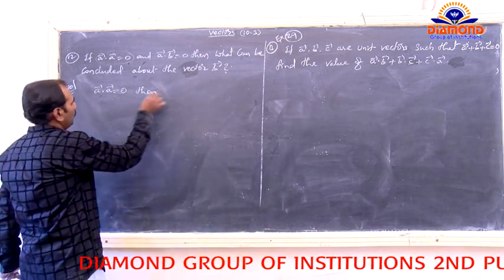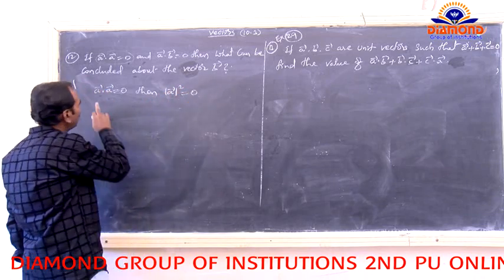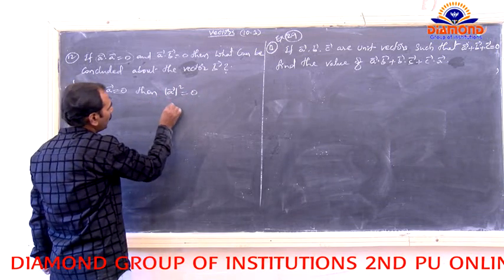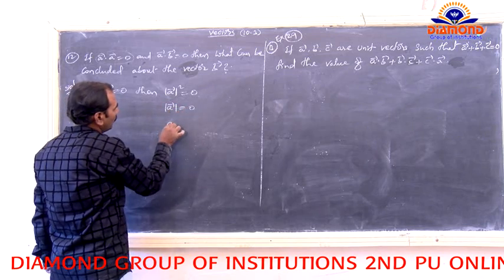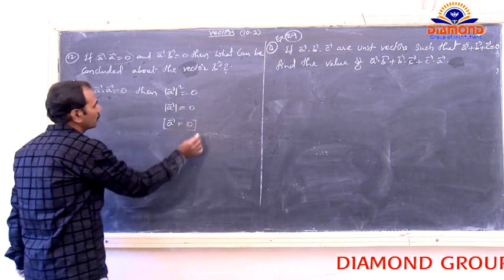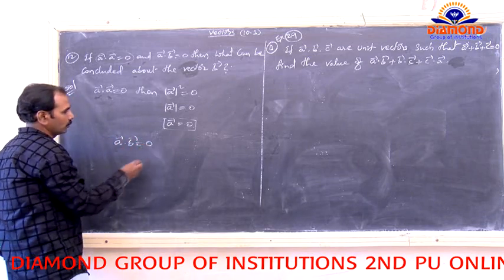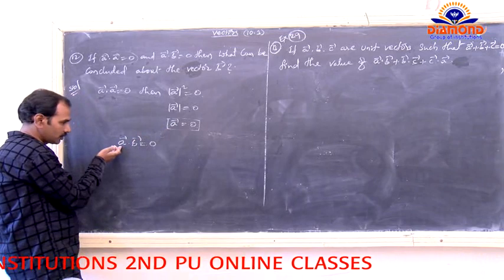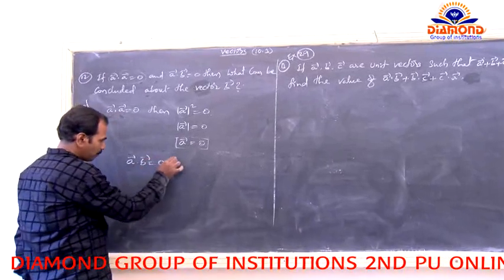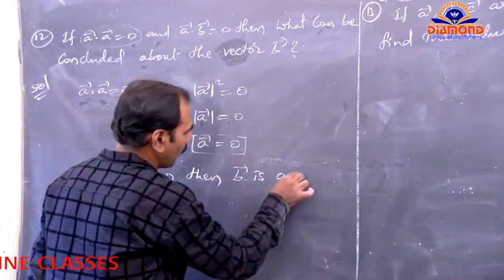So A vector dot A vector means magnitude of A square equal to 0. So magnitude of A is equal to 0. A vector equal to 0 vector. A vector is which vector? 0 vector. So A vector dot B vector equal to 0. Here A vector is 0, which means B is any vector.